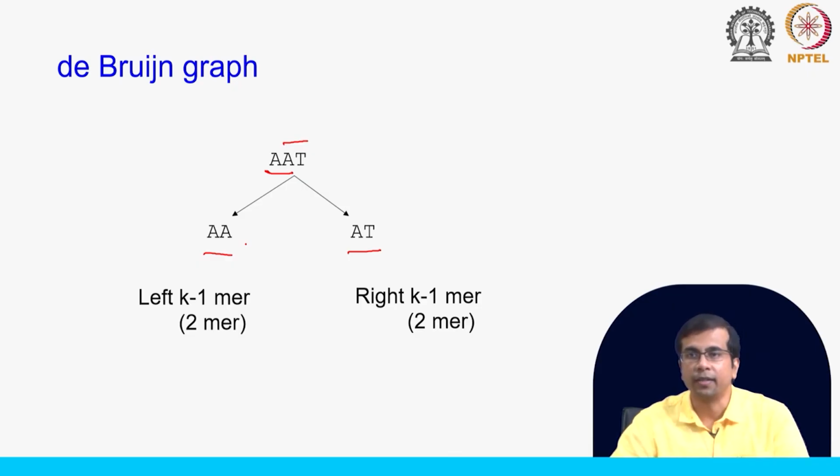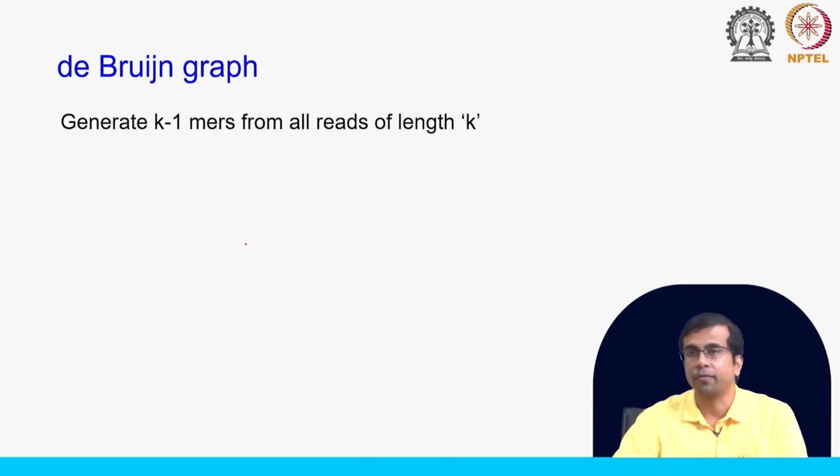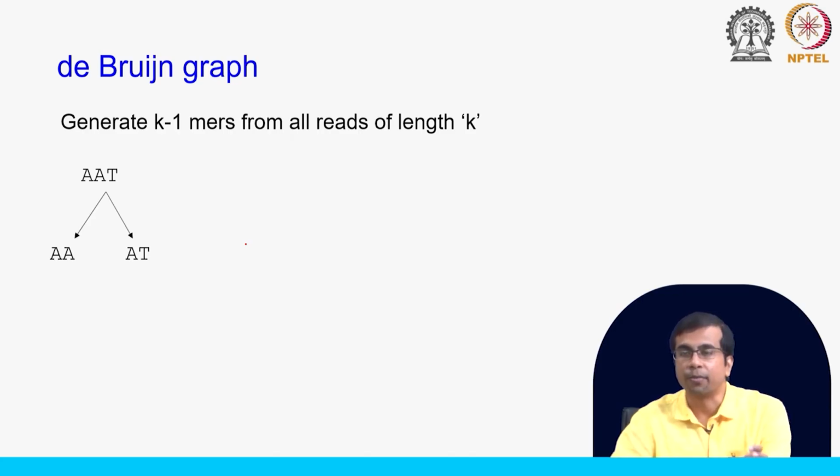It does not matter whether k equals 3 or k equals 5; we split the k-mer into (k-1)-mers. We will illustrate this with k equals 4 so you will understand this better. Once we have done this, we generate these (k-1)-mers from all reads of length k. We take all these reads and split them into left and right (k-1)-mers for each of them. This is what we are doing in this step.